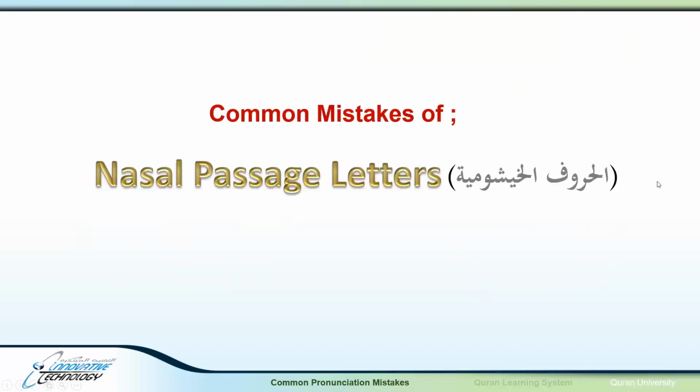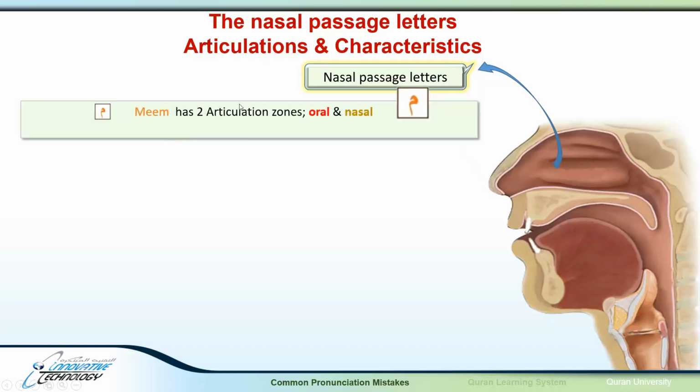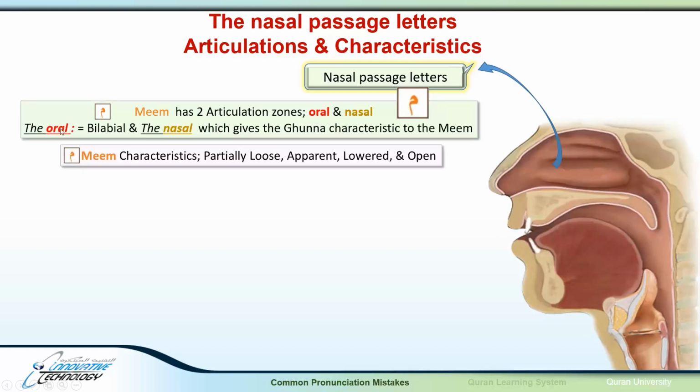Now we'll proceed to another group of letters, the nasal passages letters, and discuss the common mistakes of those. Al-Huruf al-Khayshumiyya, the nasal passages letters, has two letters actually. The first one is the Mim, and the Mim has two articulation zones, oral and nasal. The nasal is here and the oral is here. The oral is bilabial and the nasal is the one that gives the ghunna characteristic to the Mim. On the other hand, the Mim is characterized by being partially loose, apparent, lowered, and open.